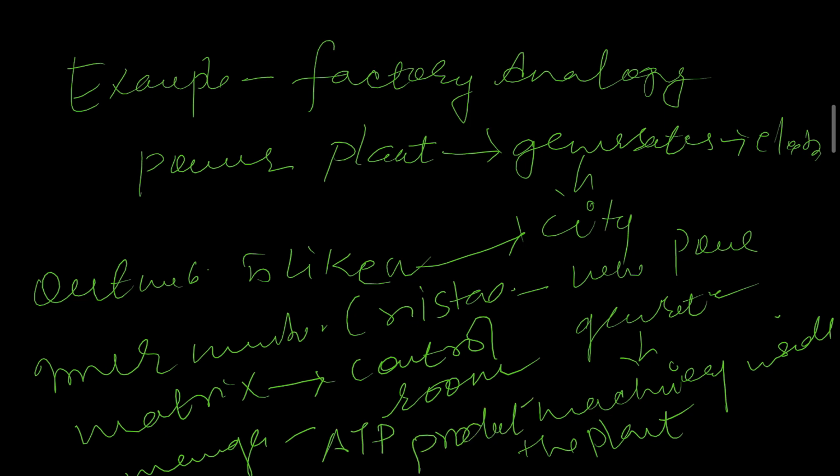So through this example, we have tried to understand that the mitochondria is like a power plant which generates electricity for the city. In a similar manner, the mitochondria's inner membrane, the cristae, is where the ATP is generated, the outer membrane is like the city, and the matrix is like a control room. It manages the energy production.